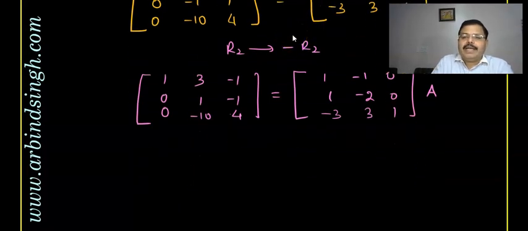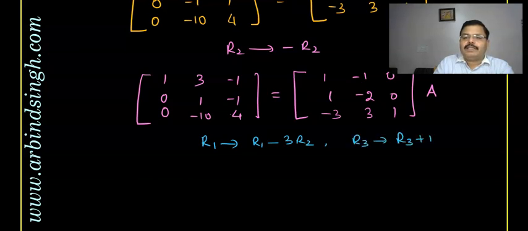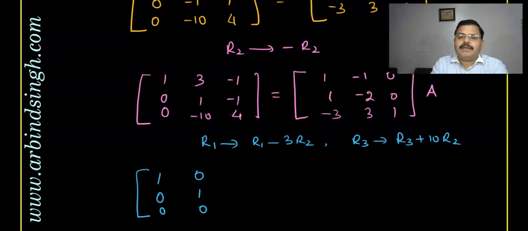Now, using A22, make all other elements of this column 0. Clearly, R1 tends to R1 minus 3R2 and R3 tends to R3 plus 10R2. So in that case, what will happen? 1, 0, 0 and this will be 0, 1, 0, and here R1 minus 3R2: minus 1 plus 3 is 2, and R2 is as it is. Now, R3 plus 10R2: 4 plus minus 10 is minus 6.